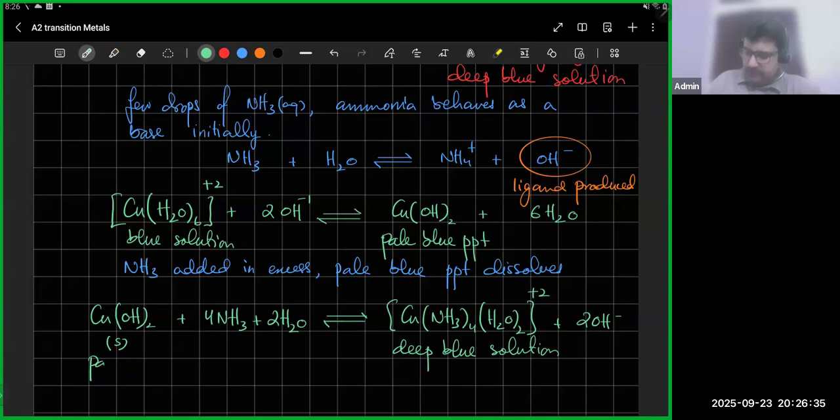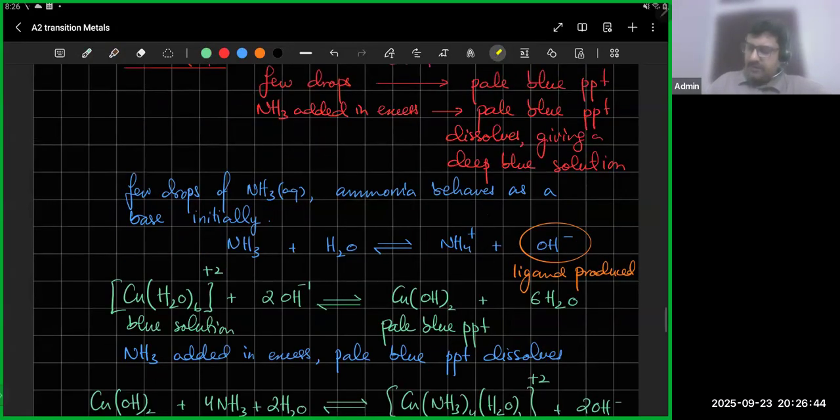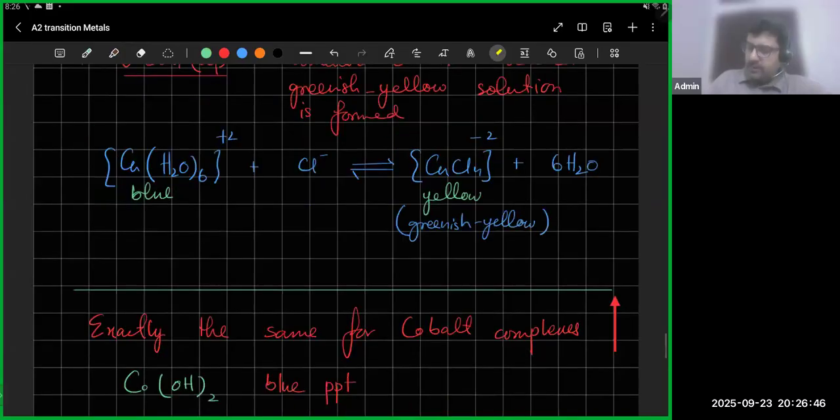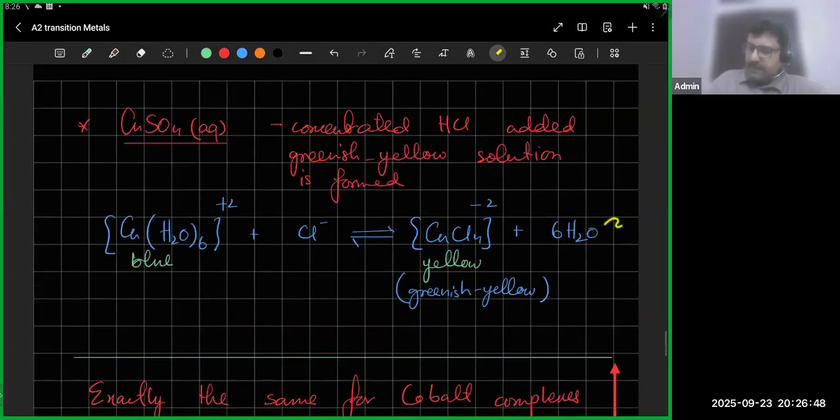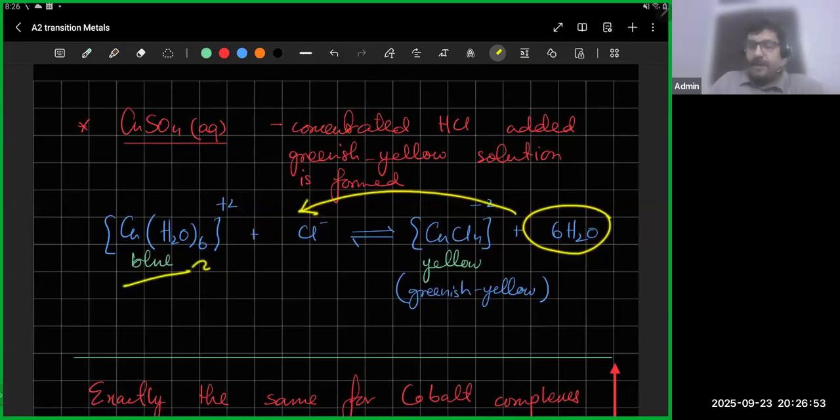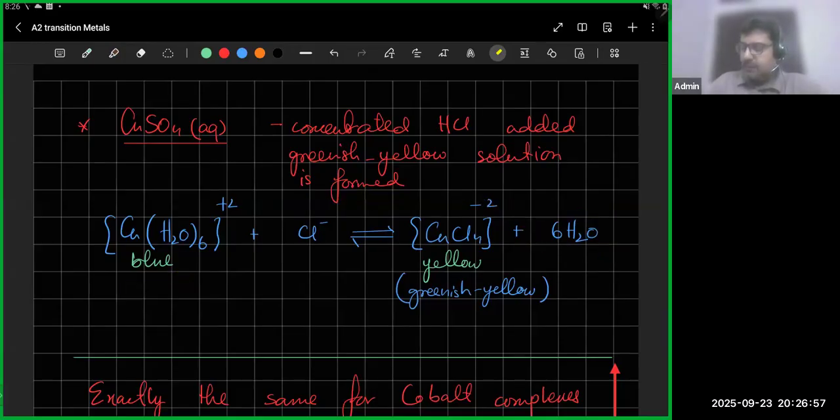This was my pale blue precipitate. So the same applies to pretty much all these equilibrium reactions. You add more water to this, the equilibrium is going to shift backwards, and your solution is going to turn blue from yellow or yellowish green. Similarly, if you add more Cl minus ions to it, it will shift forward and it will produce more of this yellow complex or the greenish yellow complex.